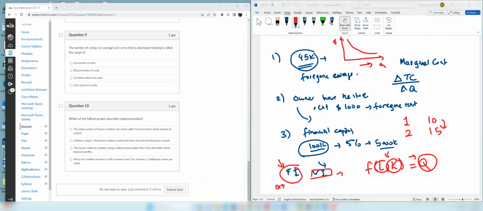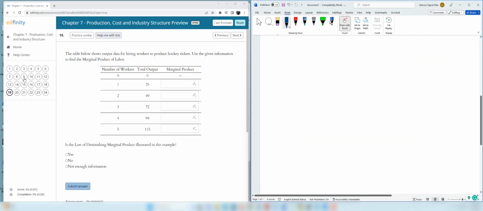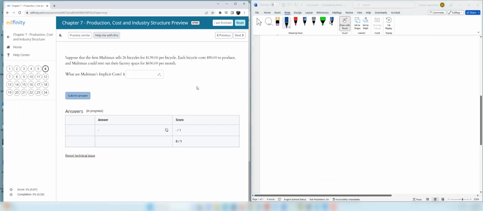Next, let's look at some questions from Edfinity. The first question we will look at is number 6. In this question, first we calculate explicit cost and next we calculate the implicit cost of the business, and then we calculate accounting profit and economic profit. Suppose that the firm Multimax sells 26 bicycles for $139 per bicycle. Each bicycle costs $90 to produce, and Multimax could rent out their factory space for $650 per month.